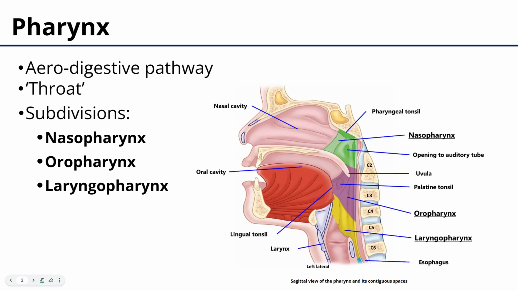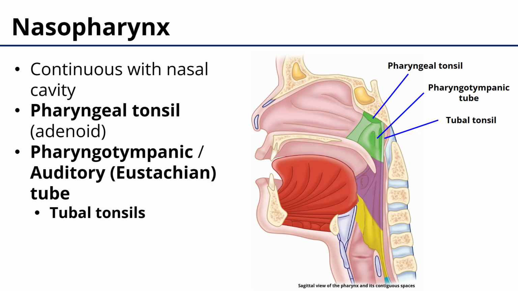There are three subdivisions to the pharynx. There is the nasopharynx, which is contiguous with the nasal cavity, the oropharynx, which is contiguous with the oral cavity, and the laryngopharynx, which is contiguous with the larynx. Now let's take a look at each of those areas and their contents.